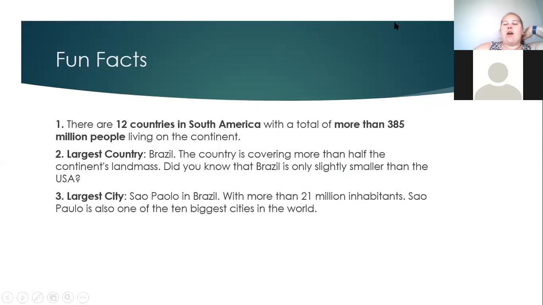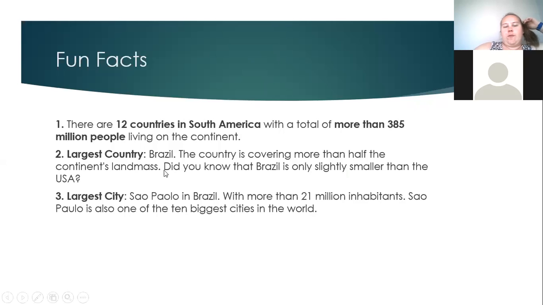Okay, so some fun facts about South America. There are 12 countries in South America with a total of more than 385 million people living on the continent. So when you looked at the map, there were only 12 countries on that entire map.